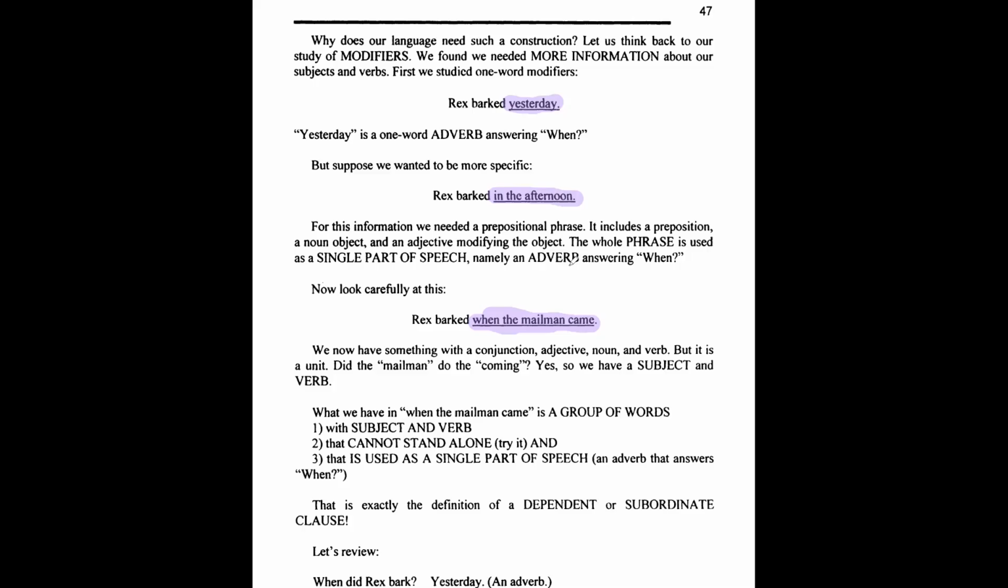Though it has parts, it has when, which we're going to learn is a subordinating conjunction. It has mailman, which is the subject, and the modifier, the, and the verb came. Though it has all these individual parts, that whole thing, when the mailman came, is acting as an adverb. And this is a dependent clause. This is how we know it is a dependent clause. She gives us a list: 1, it has a subject and verb. Number 2, it cannot stand alone, try it. And 3, it is used as a single part of speech, an adverb that answers when.